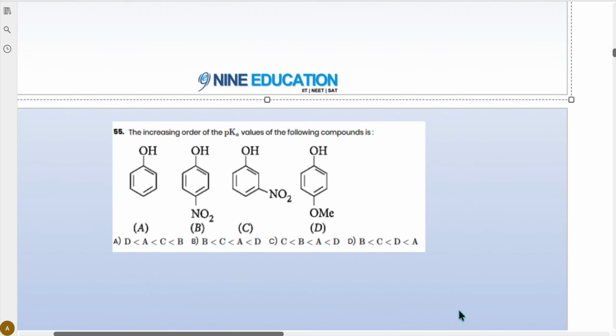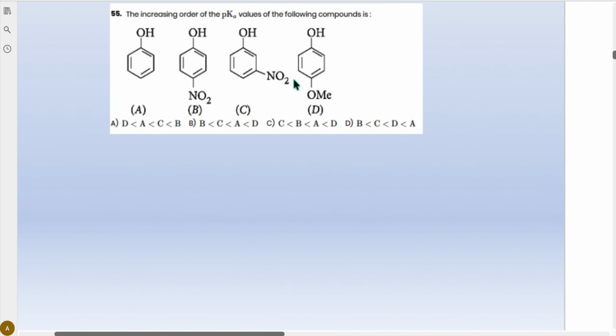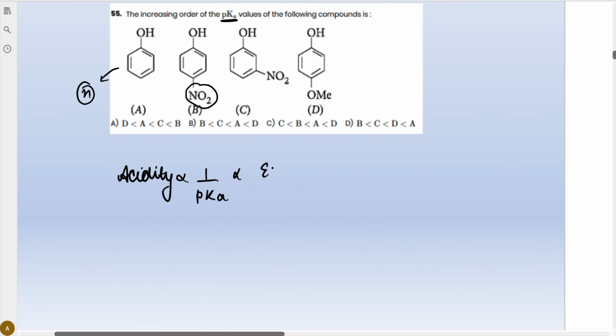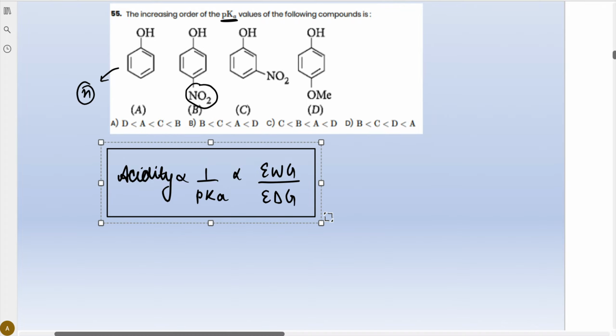Okay, next question. Try to see, increasing order of pK values of the following. Okay, one by one we will see. In this first one is a normal phenol. Now see here in B option we have NO2. We always know acidity order calculate, then pK value calculate. pK order you can calculate by first check acidity, then reverse will be pK. Acidity's opposite is only pK. And for acidity always see that electron withdrawing group is directly proportional to acidity and electron donating group will be inversely proportional to acidity of any compound.